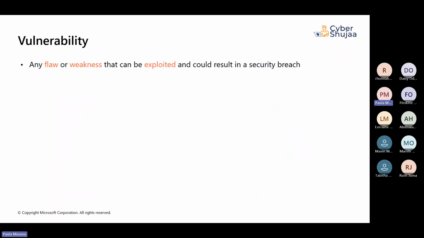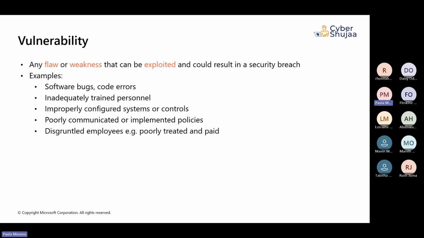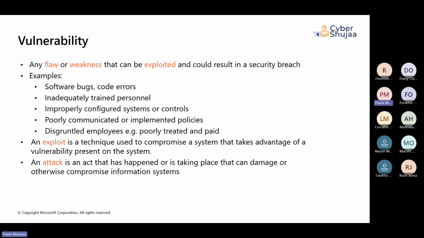I won't spend a lot of time on assets. This is just the different resources of value that we are protecting. Kindly just have a look when you look at the notes. A vulnerability is a weakness or a flaw in our system that can be exploited. And you'll be surprised, some of the ones listed there, of course, we know there could be some software bugs, but also poorly trained personnel, that's a weakness. Also poorly configured systems, that's a weakness.